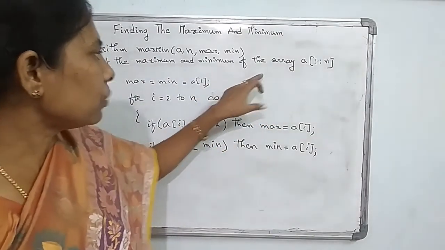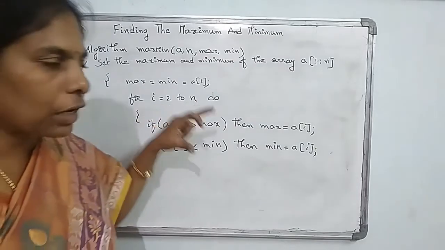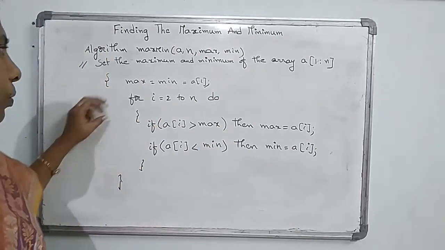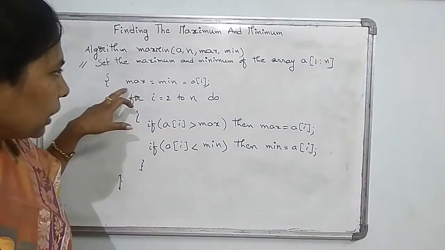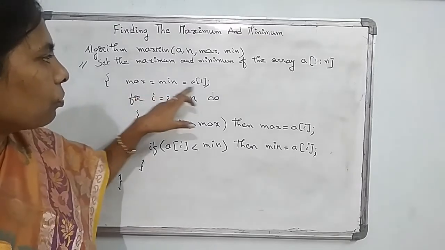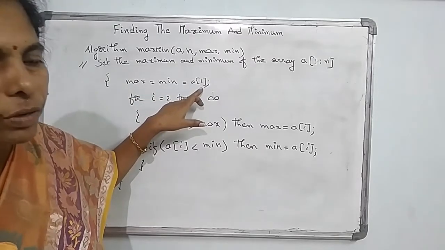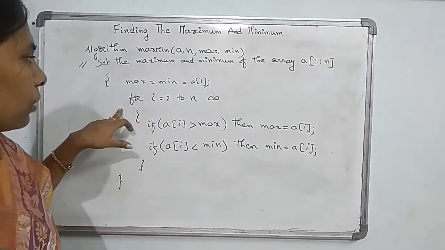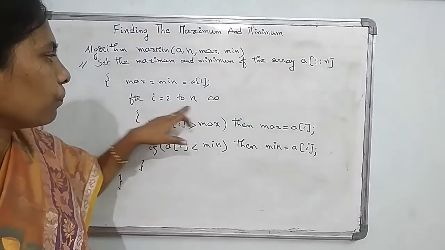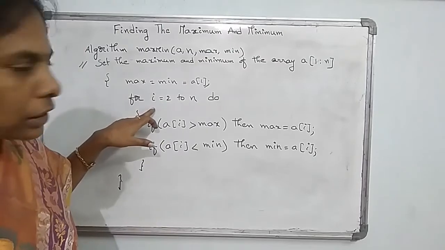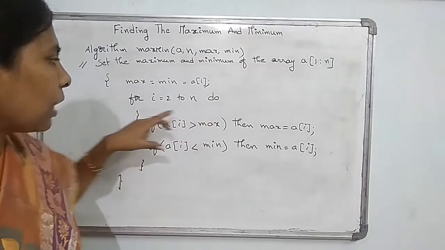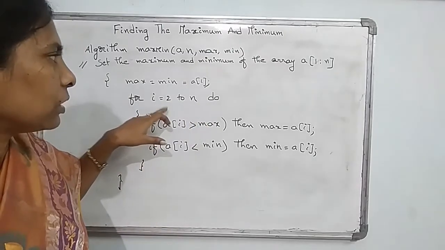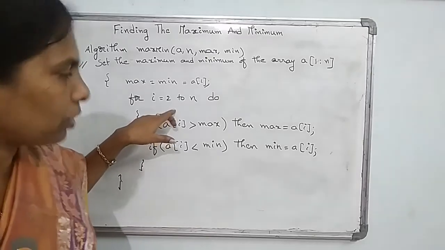What is the process for the maximum and minimum? Initially we take maximum equal to minimum equal to A of 1. The first element is both the maximum and minimum. After that we have for I equal to 2 to n. We take the remaining elements, 2 to n, and compare each and every element to see whether it is a maximum element or minimum element.